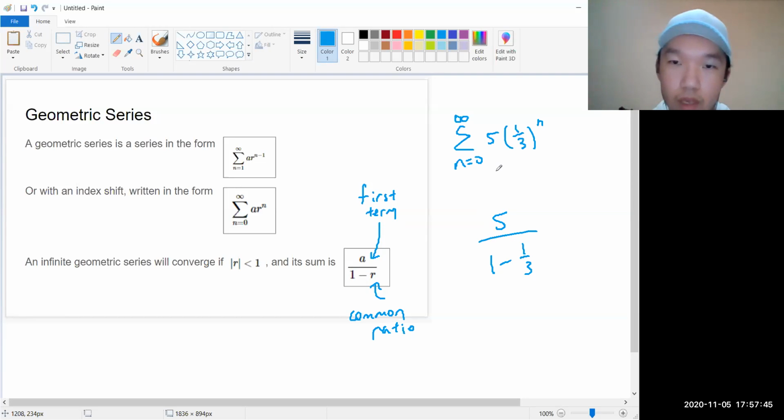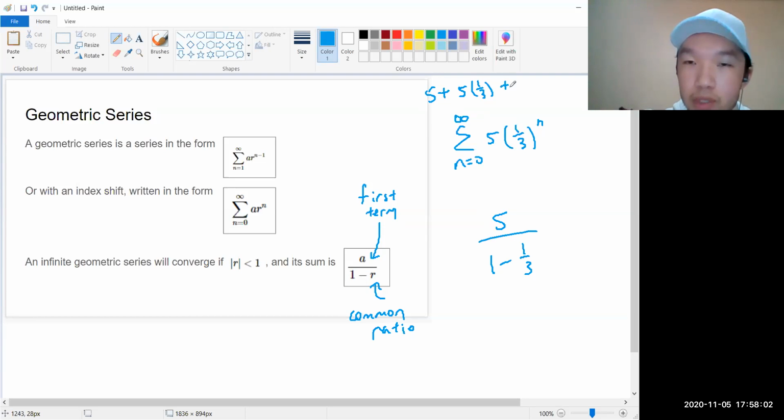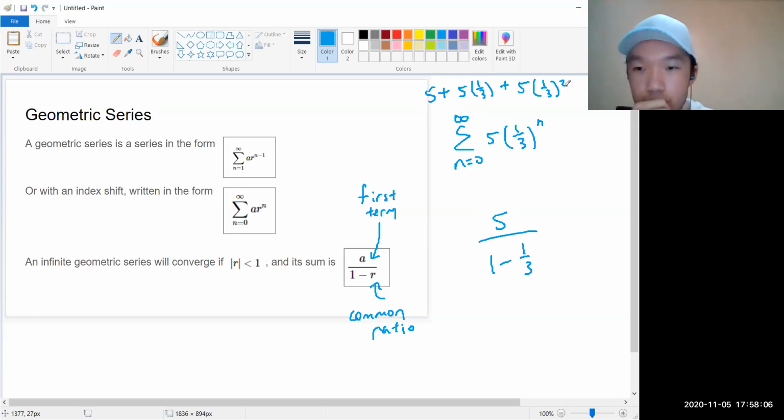If you wanted to write down the series, you can also do that. So the first term in the series is when n is 0. So that would be 5 times 1/3 to the 0 power, which is 5. And then 5 times 1/3 to the first power, plus 5 times 1/3 to the second power. So that's your series, each term of the series written out. But if you want the sum of the series, then that's the formula.